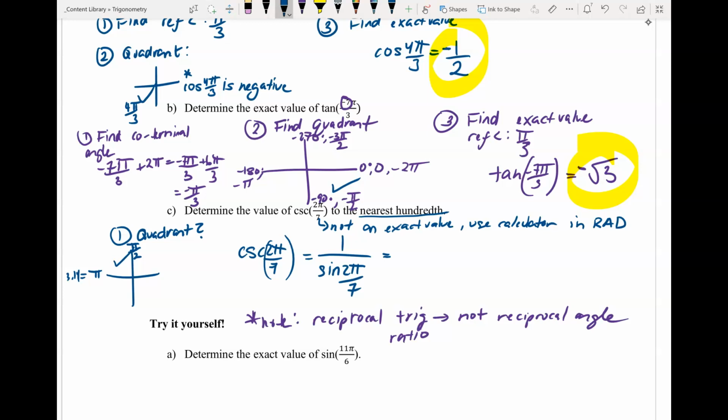So I'm just going to type this into your calculator, 1 divided by sine of 2 pi over 7, and you're going to get 1.279. And that is your final answer. Because our angle's in quadrant 2, cosecant is also positive in quadrant 2, so I'm just going to leave it as positive.